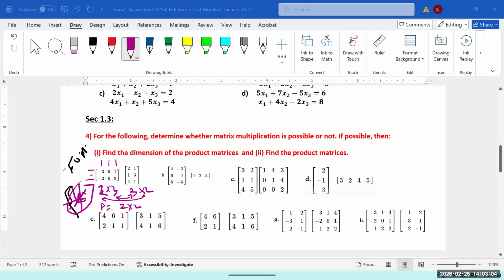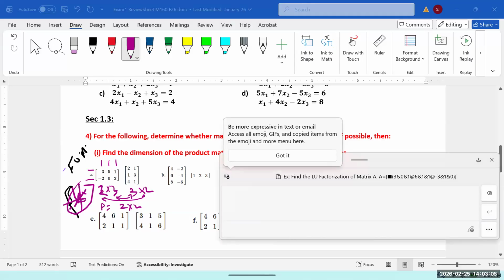Most of the questions will be 2 points or 3 points. So if you get one mistake, I'm going to take off 1 point. If you get more mistakes, I'm going to take off 2 points. If it's a 3 points question, then depending on if you do many mistakes, you get 1 point. If you do only one mistake, you get 2 points.